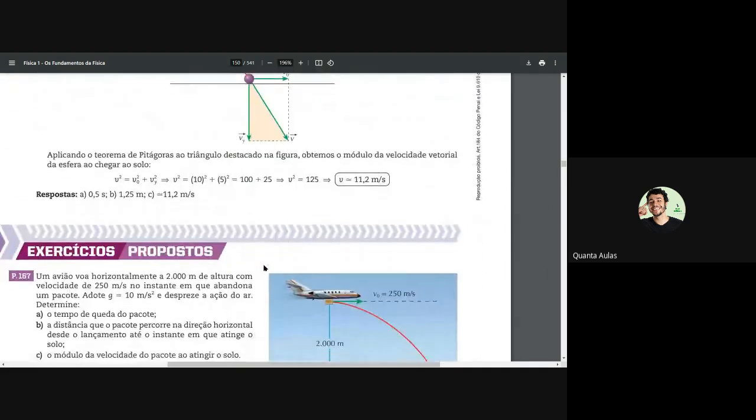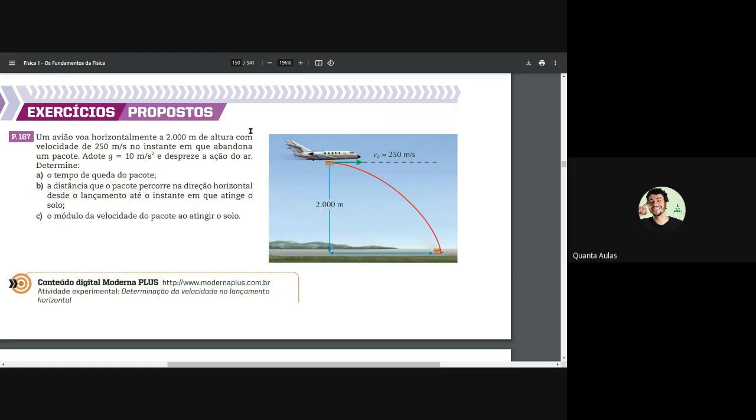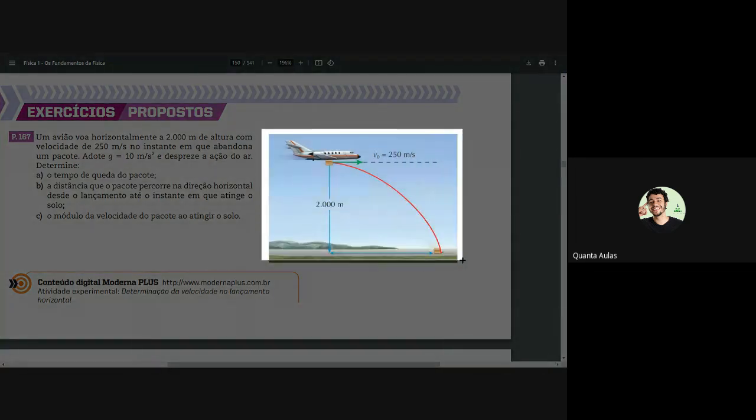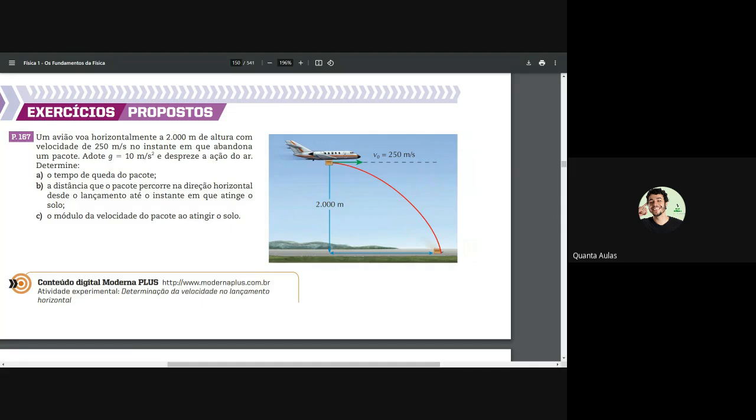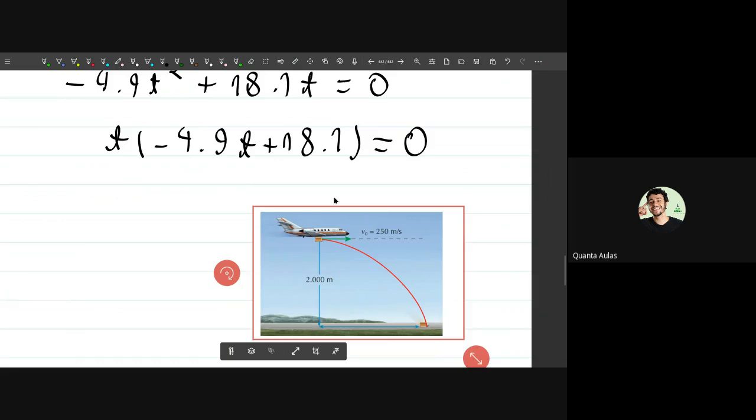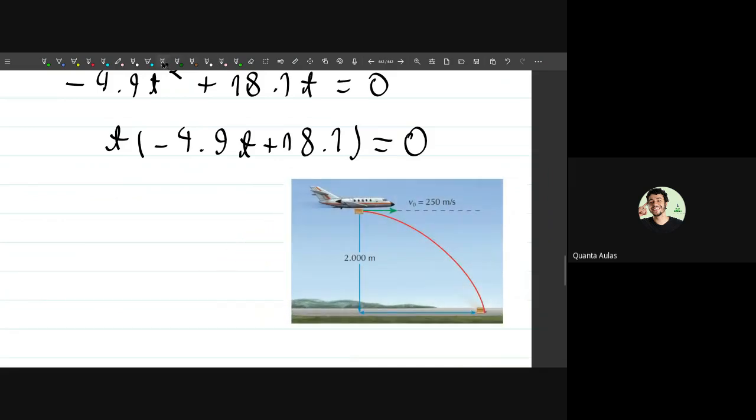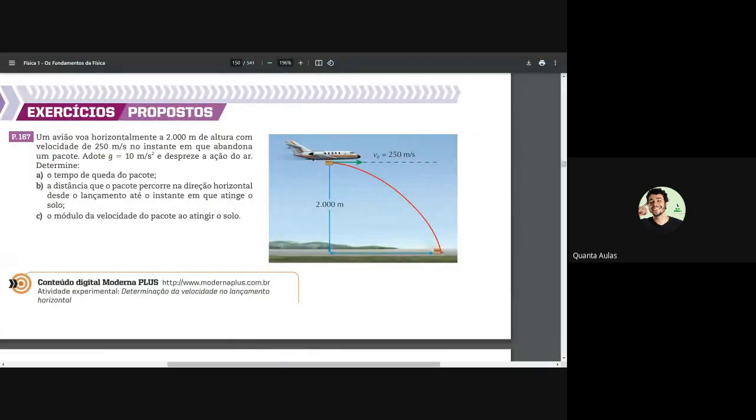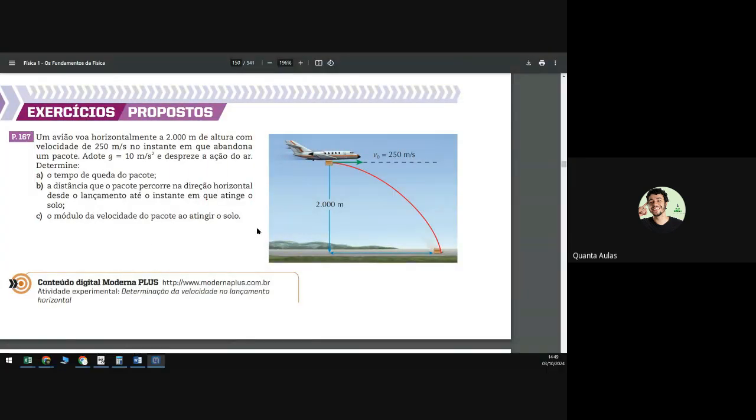So we have a very similar problem here. I will translate this for you. Just a second. I will put the figure here. This figure is easy to understand. It's a similar situation. And just a second, I will translate this.